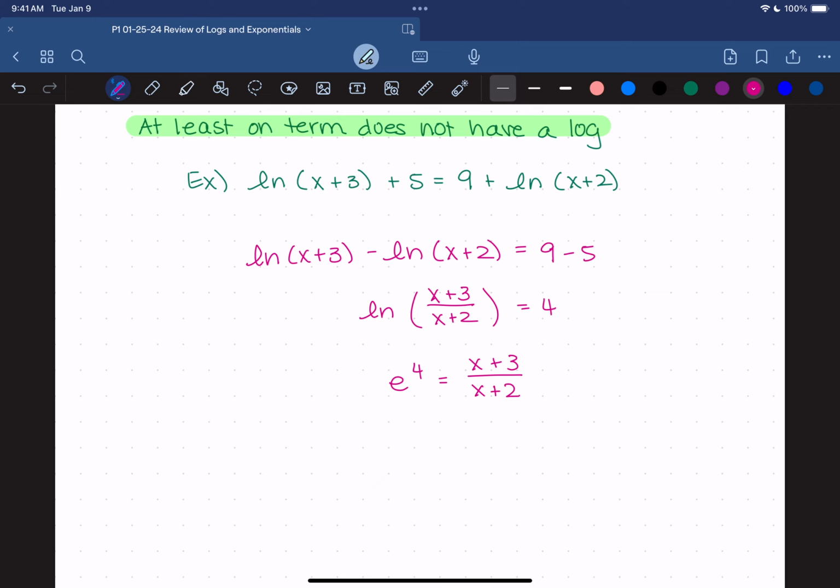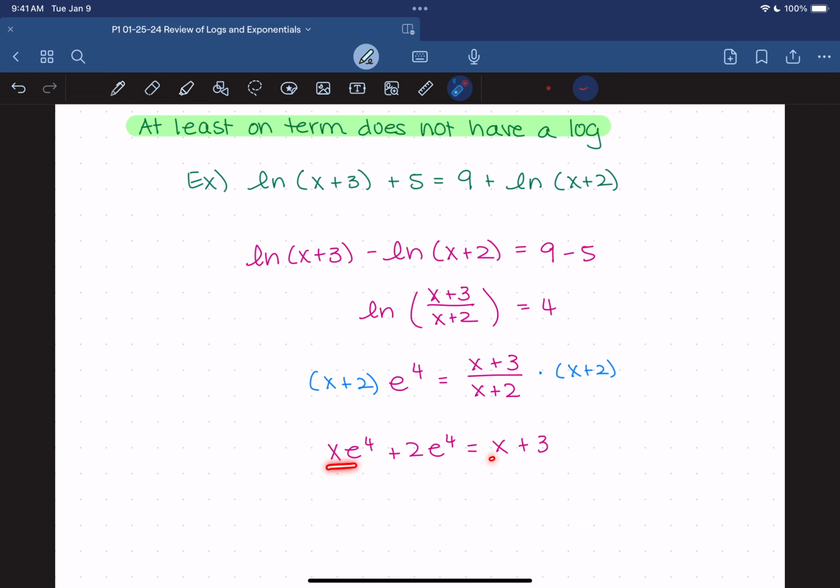We're going to get the x by itself. So I'm going to go ahead and multiply both sides by that denominator of x plus 2. And I'm going to distribute on the left. So I have x e to the fourth plus 2 e to the fourth. And on the right-hand side, the x plus 2's will cancel out. And I just have that.